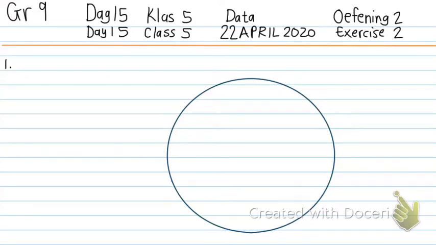Good day, grade 9. This is your day 15, class 5, the 22nd of April. It's about data and it's on exercise 2. So please make sure that you have done this. This is the memo.